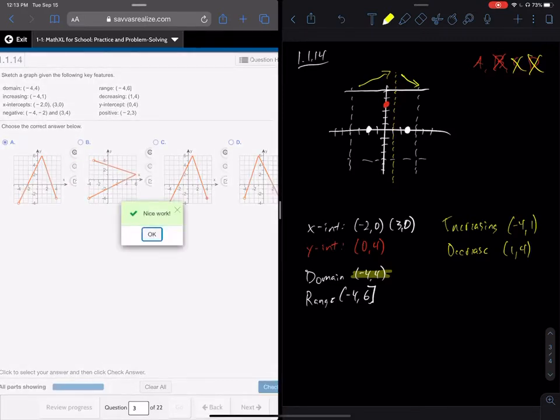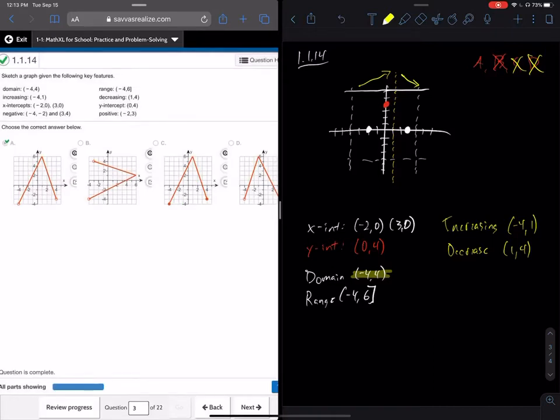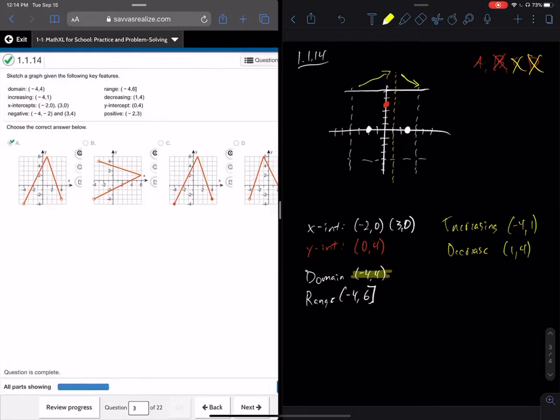We got it correct. So again, most of the time what you want to look for is what parts it is increasing or decreasing. And in problems like this, especially multiple choice, just start to eliminate the choices that you can.